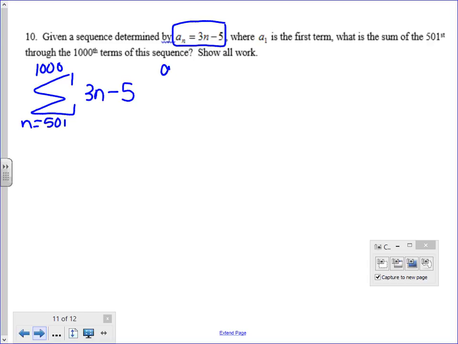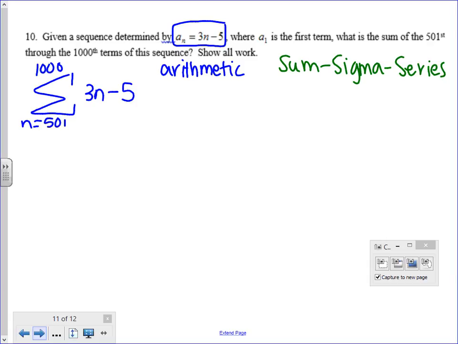That represents an arithmetic sequence here. Now it's arithmetic because there are no exponents. The only time you're going to have a sum of a geometric sequence is when there is an exponent. So 3n minus 5 is an arithmetic pattern. Well, in order to find this sum, we have to use the series formula. Remember, sum, sigma, and series go together. So since it's arithmetic, the series formula we're going to use is n/2 times the first term plus the last term we're adding up.